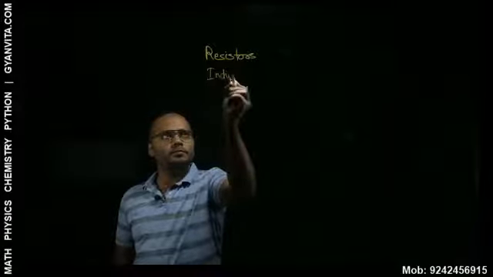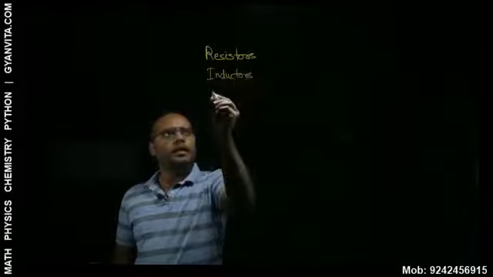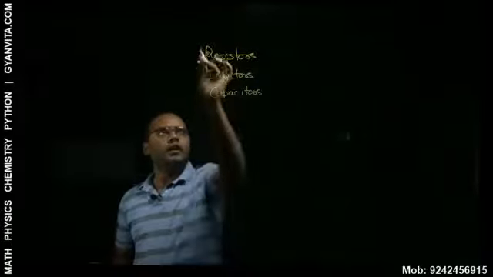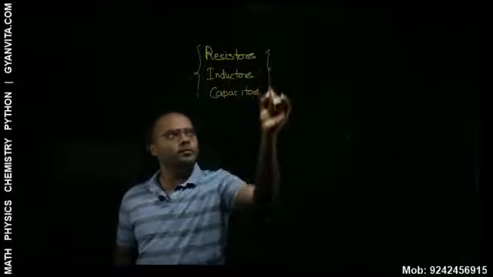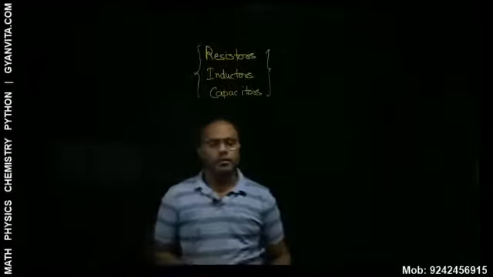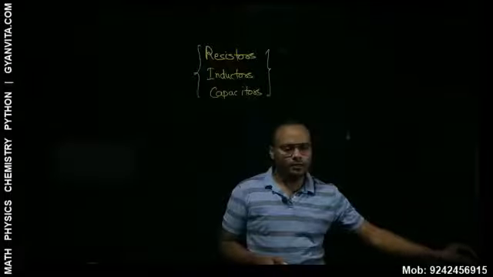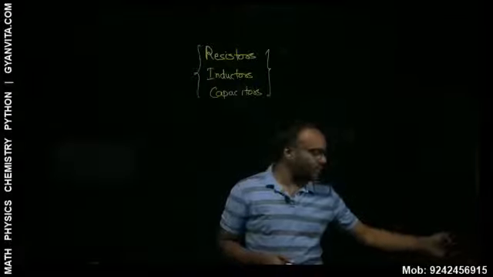Mainly three elements are there. They are resistors, then inductors, and then capacitors. So by now you are aware of all these three circuit elements. We have already seen these three circuit elements, right?